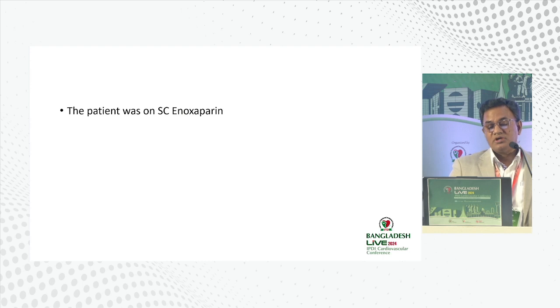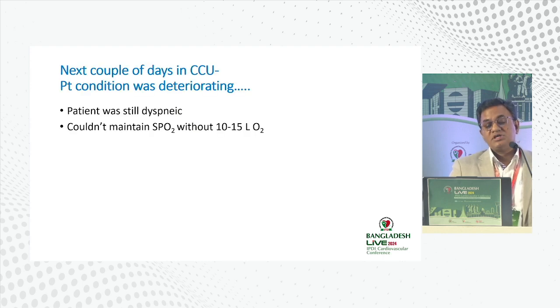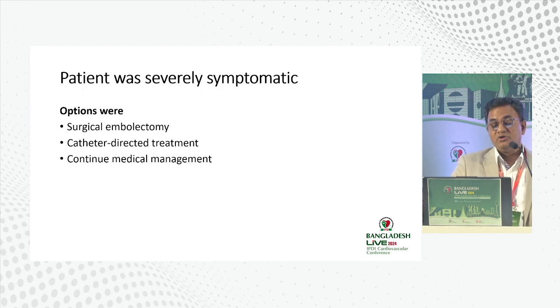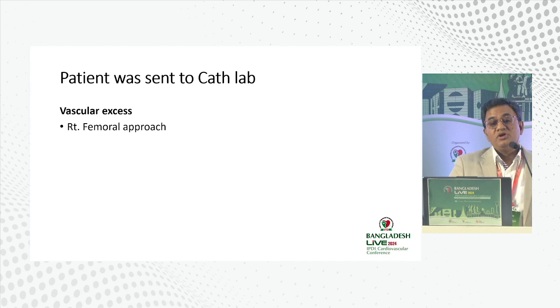The patient was on enoxaparin, but was still dyspneic. He couldn't maintain oxygen saturation without 10 to 15 liters of oxygen. So what could we do for this patient? Should we send him for surgical embolectomy, or send him to the cath lab, or continue medical management? With ongoing medical management the patient was still dyspneic and not improving. So we decided to send the patient to the cath lab with a view to making a passage through the left pulmonary artery with a wire and angioplasty.